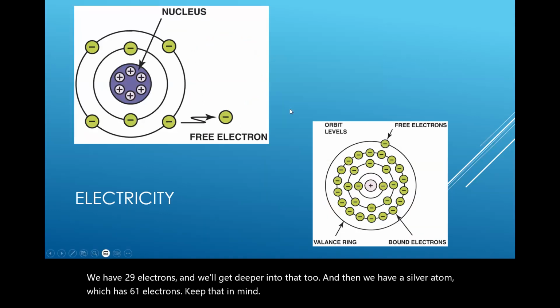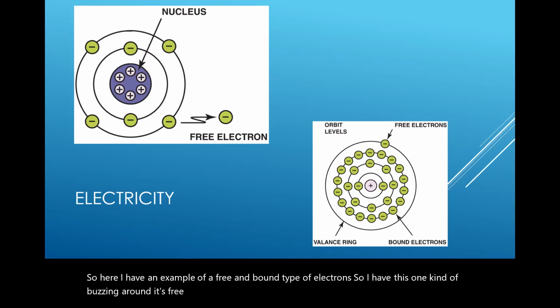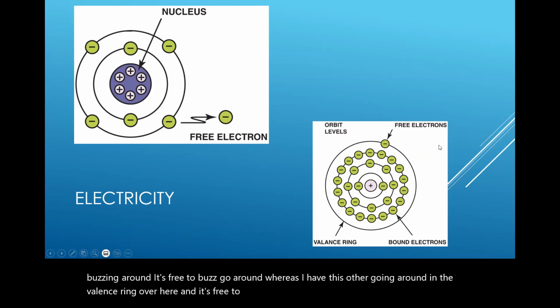So here I have an example of free and bound electrons. I have this one buzzing around, it's free to go around, whereas I have this other one going around in the valence ring over here, and it's free to go and move on its way.